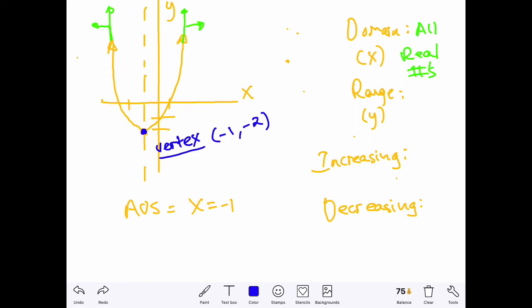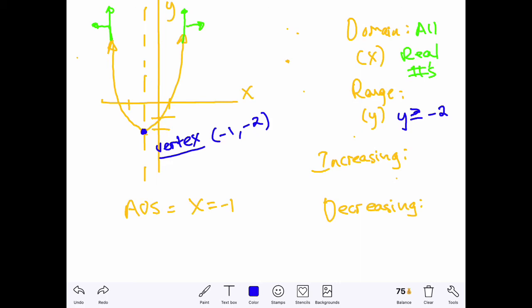So how would we define that as a range? Well, y is greater than or equal to -2, you got it, because it's going to get down to the vertex and then come back up. And it'll never get below that vertex, it'll only be above it. And so our range is defined as y is greater than or equal to -2.